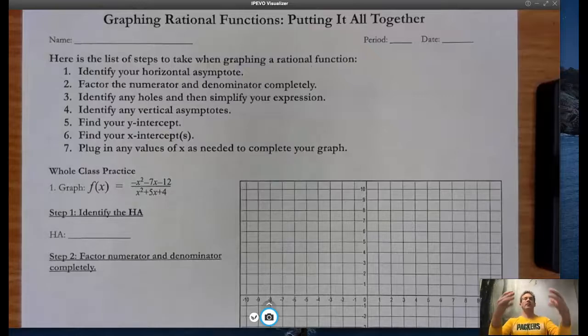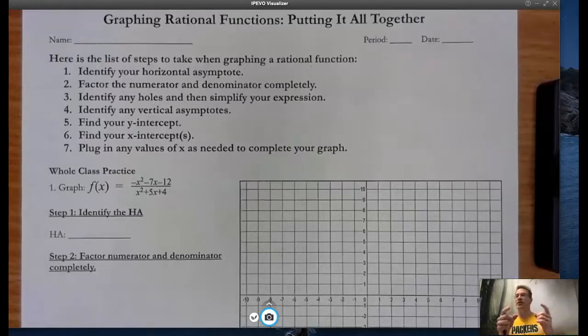All right, so now let's look at the steps that we're going to use when we graph our rational functions. We're going to identify our horizontal asymptote, and remember, we have 3 cases for that. Then we're going to factor the numerator and the denominator completely. Once we've done that, we're going to identify our holes and simplify our expression. We're going to identify our vertical asymptotes, and by doing that, that's going to set our domain. Then we're going to find our y-intercepts and x-intercepts.